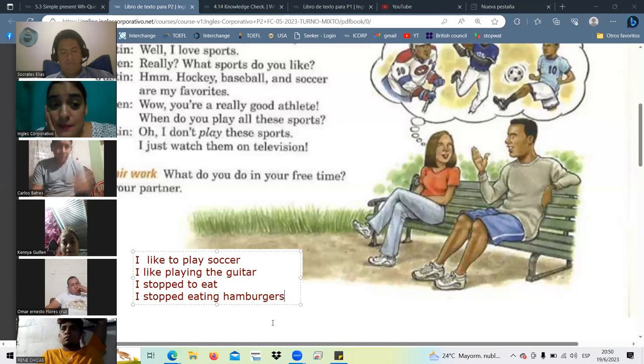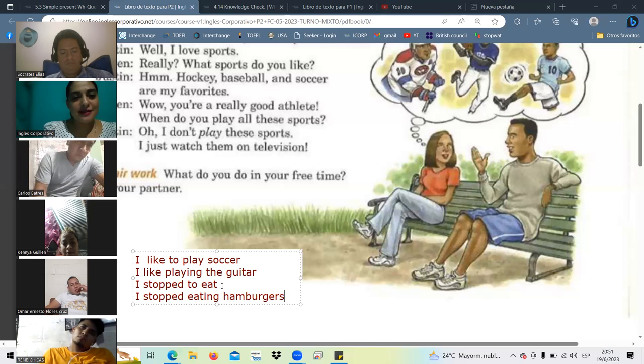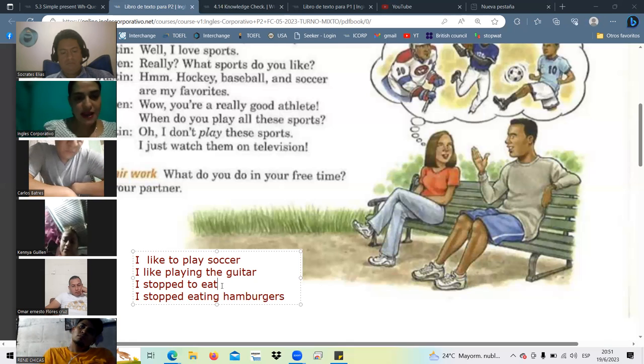Lleva ING, ya no se ocupa el tú. Exacto. No pueden ir los dos. Ajá, por ejemplo, I stopped eating. No es muy común. Eso sí, hay expresiones que ya sí son con ING, ¿verdad?